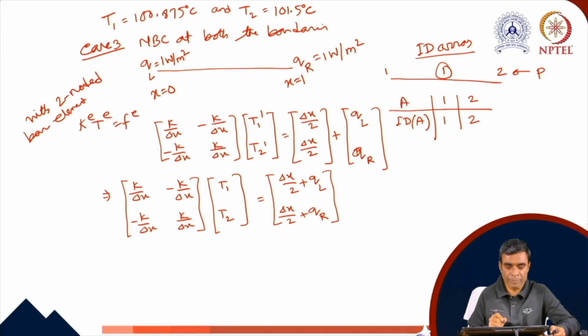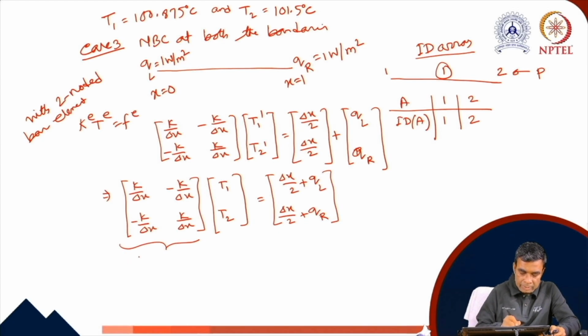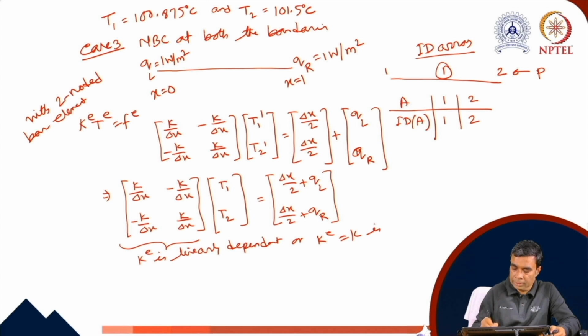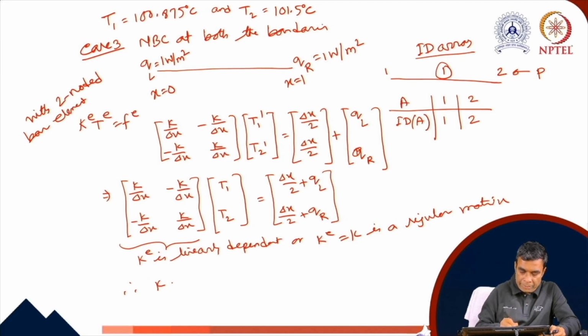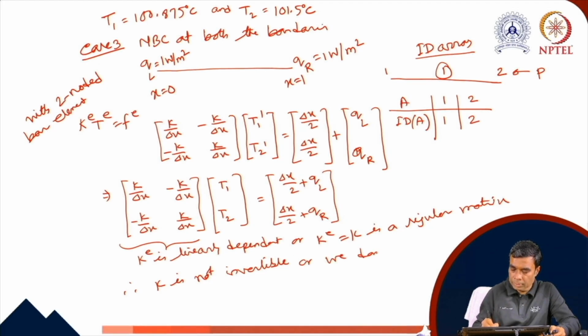In this case, if we see the left hand side matrix, K_E is linearly dependent, or K_E equals K is a singular matrix. Therefore, matrix K is not invertible, or we do not have a solution for this problem.